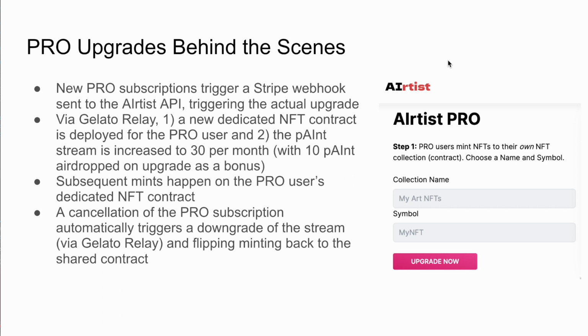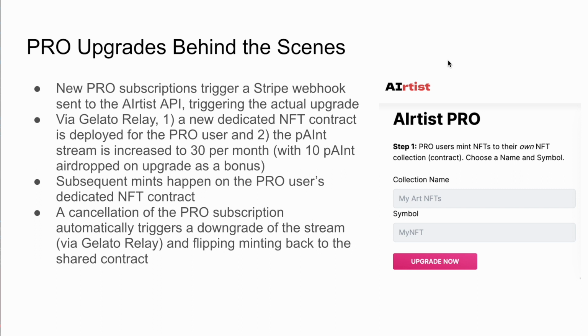And the other transaction is an increase in the amount of paint streamed. Instead of 3 per month, it's now 30 per month. So Pro users get about 30 mints per month, and they get 10 paint tokens airdropped at the time of upgrade as an upgrade bonus. And all subsequent mints from this point forward, as we saw in the demo, happen on the user's dedicated NFT contract and not the shared one that's used by the free users.